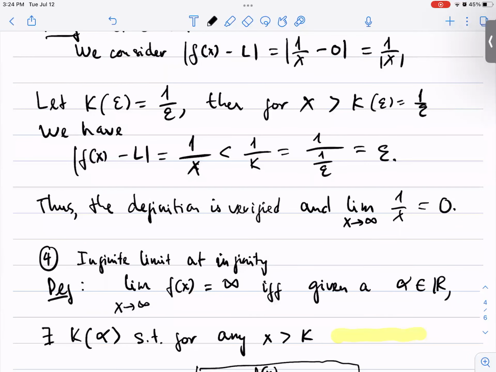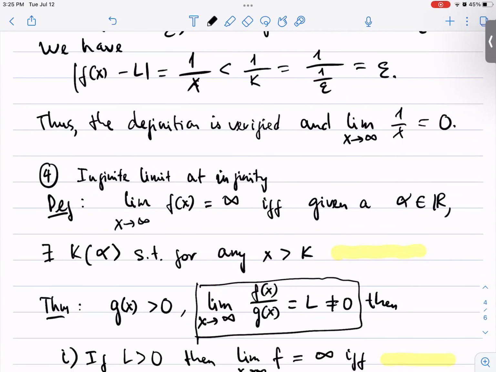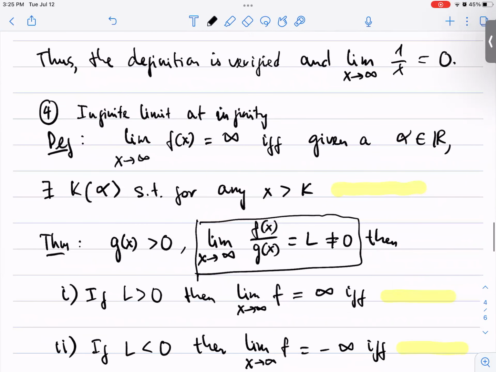Here, I skip the thinking process. You would imagine that if we follow the thinking process, we need to estimate the function first, and that estimate leads to the choice of k depending on epsilon. But here I skip that and immediately give the appropriate choice of k equal to 1 over epsilon. And then the estimate works, the definition is verified, and the limit of 1 over x when x approaches infinity equals 0.